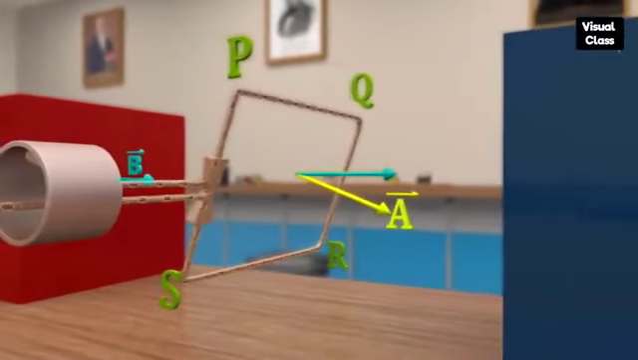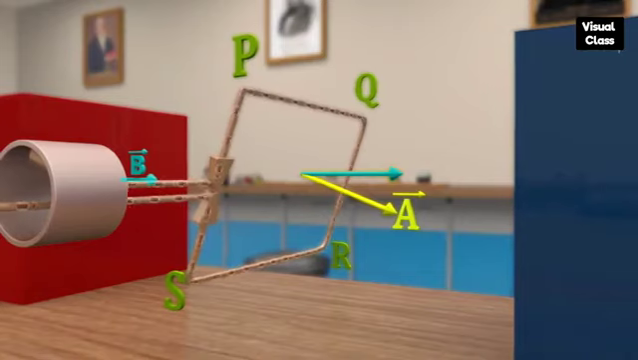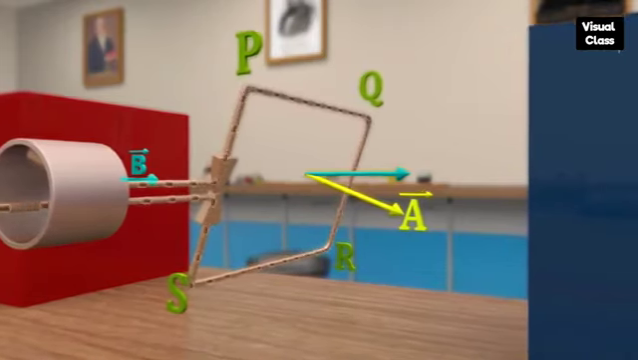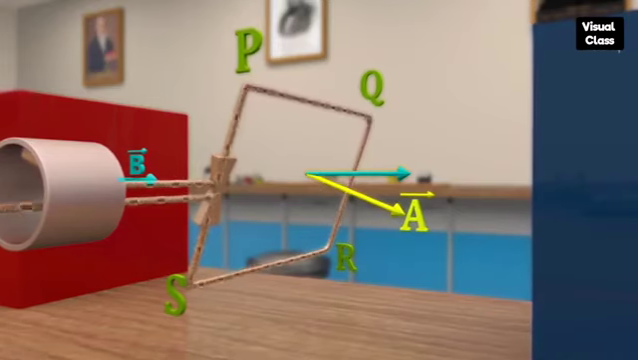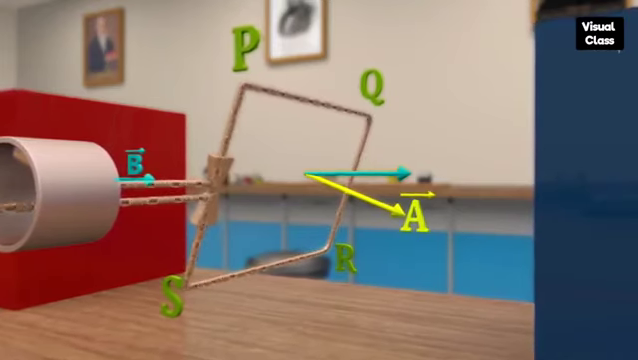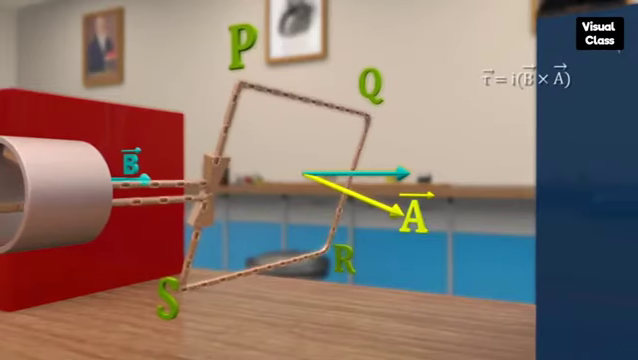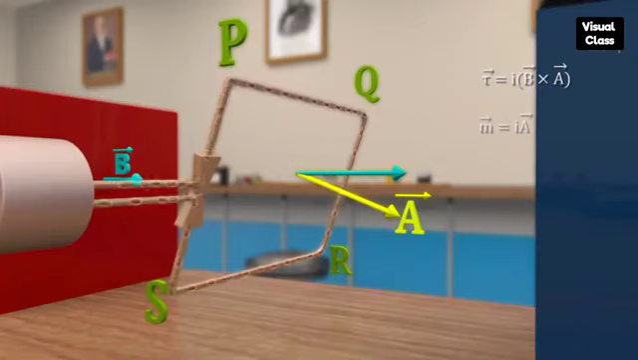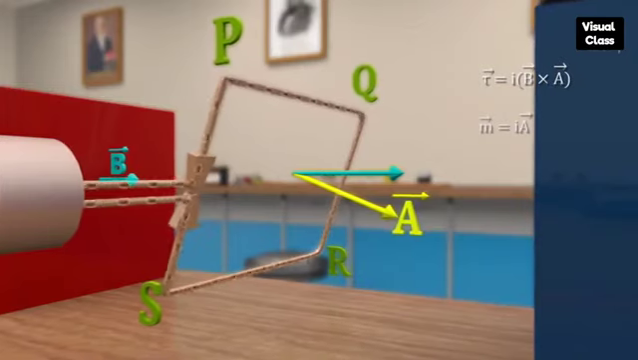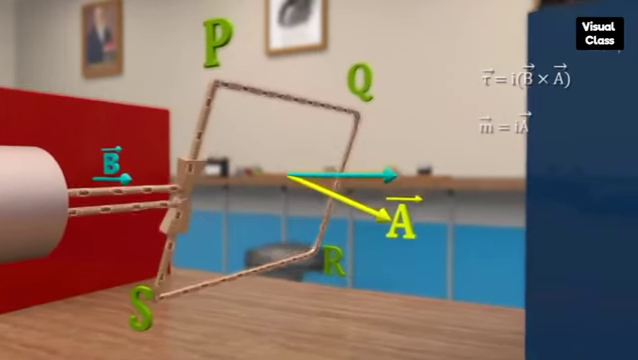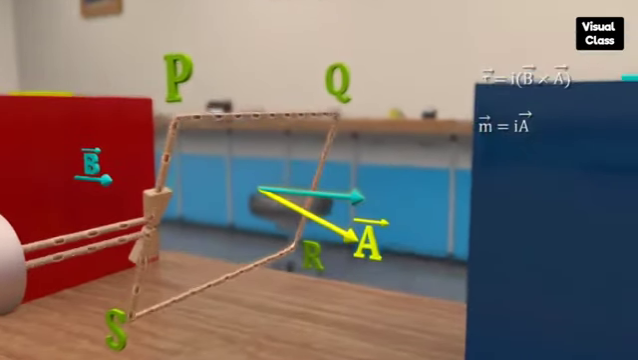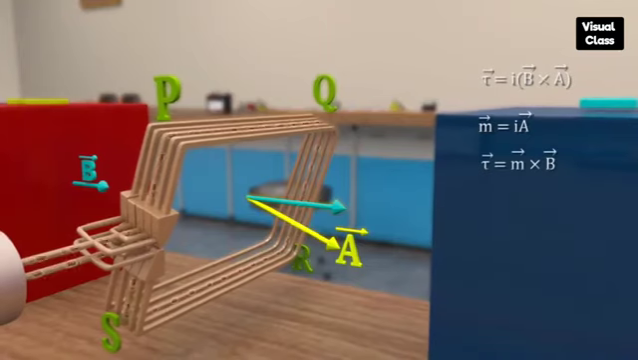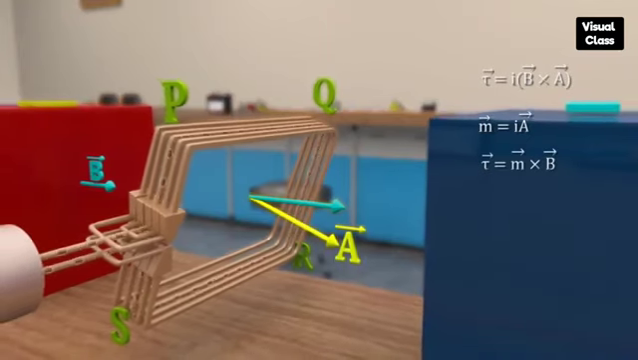Let A bar be an area vector of magnitude A normal to the loop. Curling the fingers of the right hand in the direction of current, the thumb gives the direction of A bar. Net torque can be written as I A bar cross B bar. I A bar can be replaced with a vector called magnetic moment. Magnetic moment of a loop is the product of current and area vector. Torque on a loop is simply M bar cross B bar.